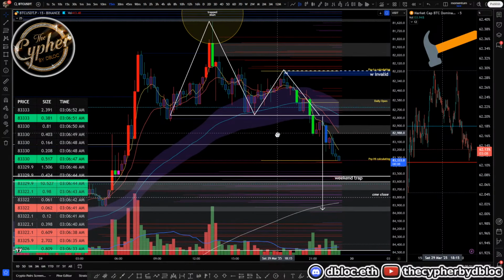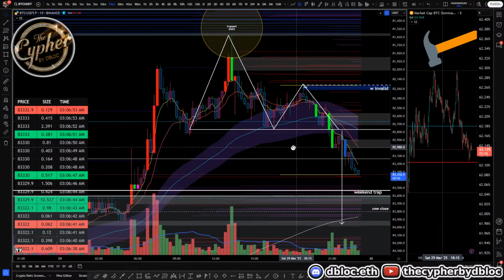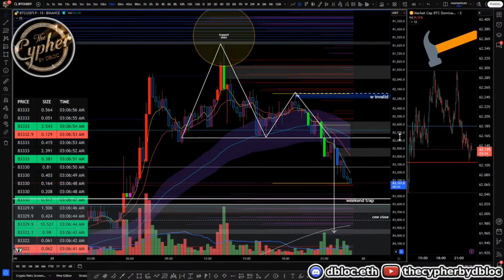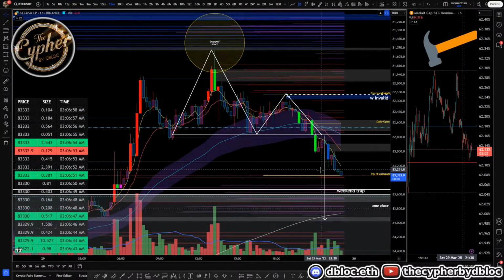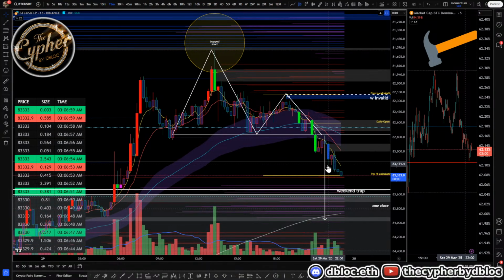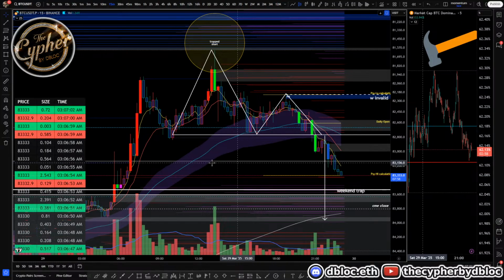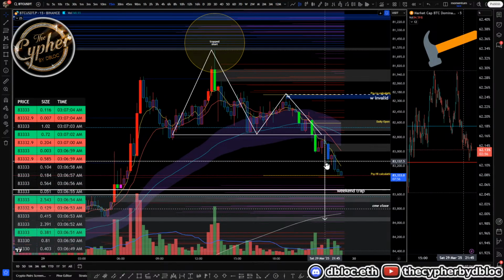100%. That taught me so much with the wicks, because you see the wicks at the bottom and you think it's drooping, but it's actually buy pressure. No, it's a spring back. It's showing you how much buy pressure there is. The bigger the wick, the more the buy pressure.